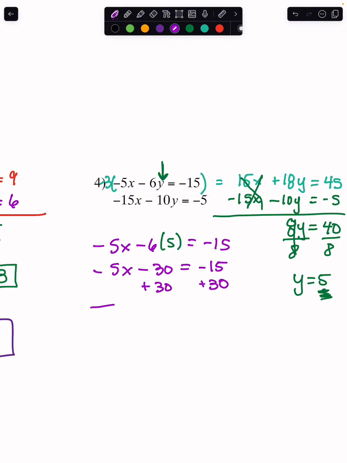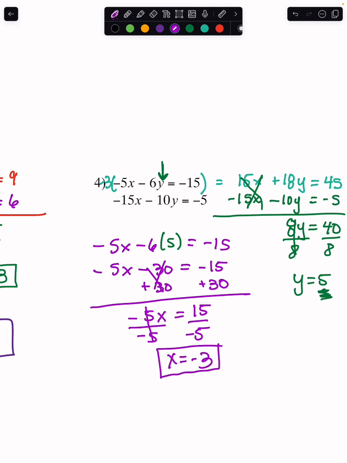-5x equals -15 plus 30, which is a positive 15. Divide both sides by -5. X equals -3 in this case. So my solution is going to be (-3, +5). In the form of a point, yes, you need the parentheses, or else it's not a point.